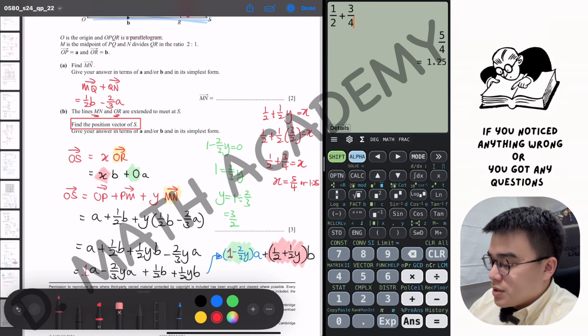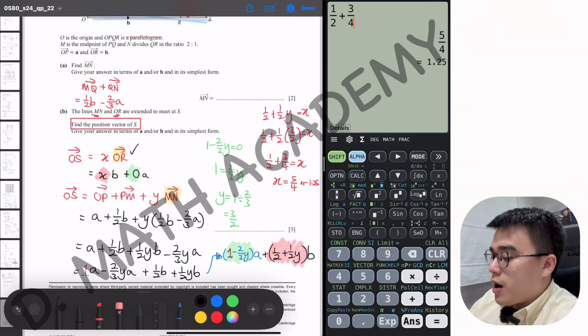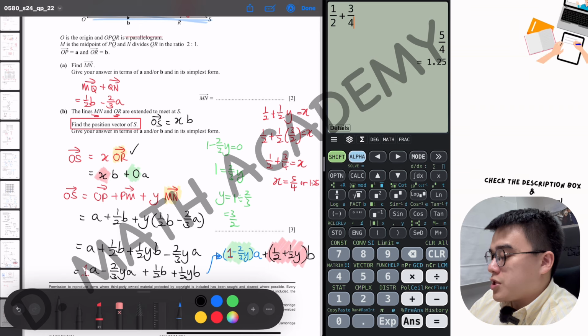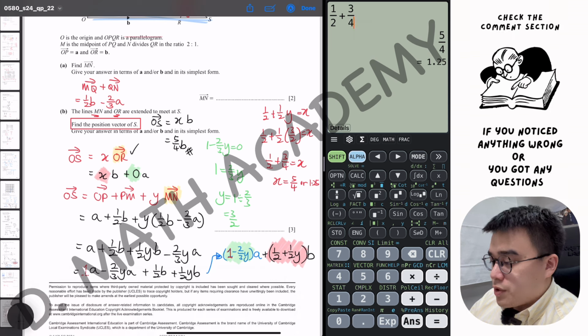The simpler workings will be this. It's just x of OR, so making the answer x of B, which is 5 over 4B, as your final result. Okay, so that's pretty much it for this paper.